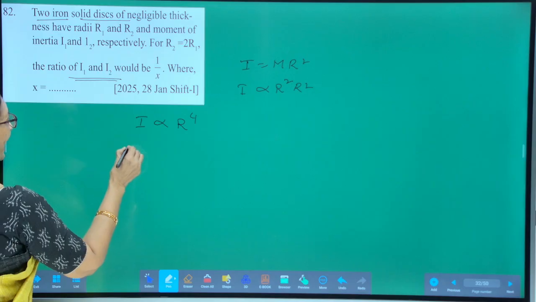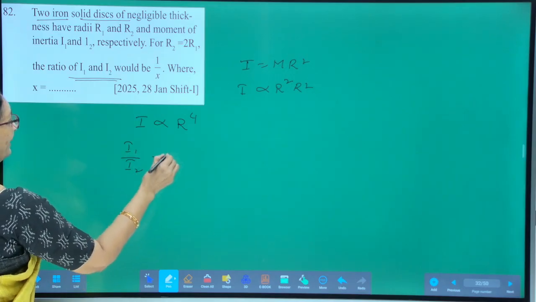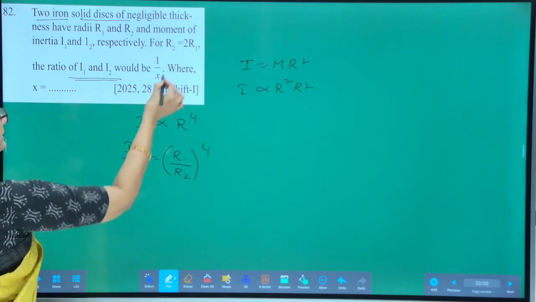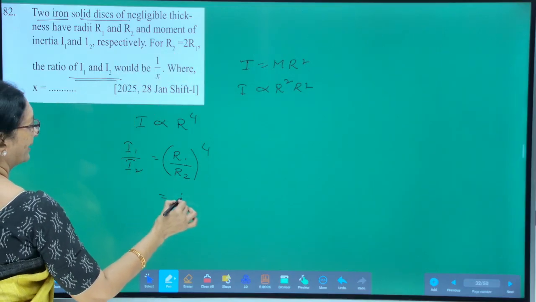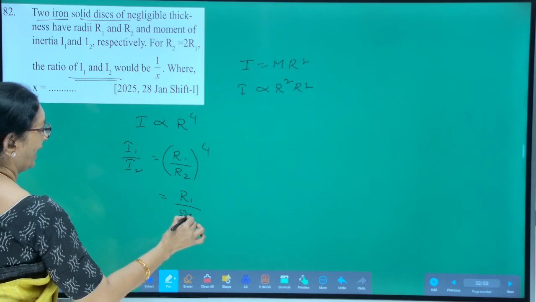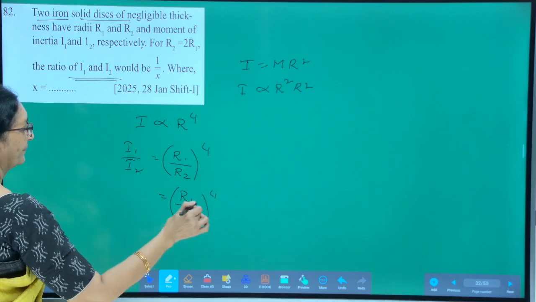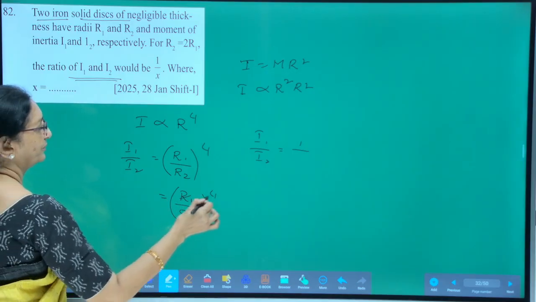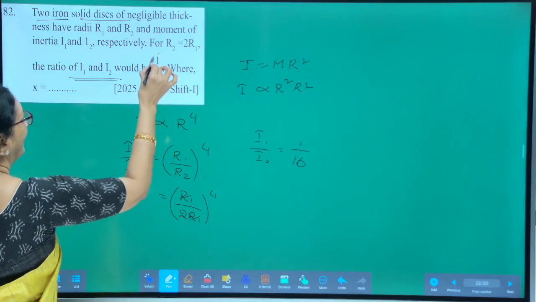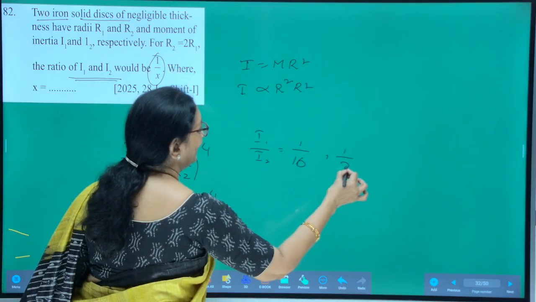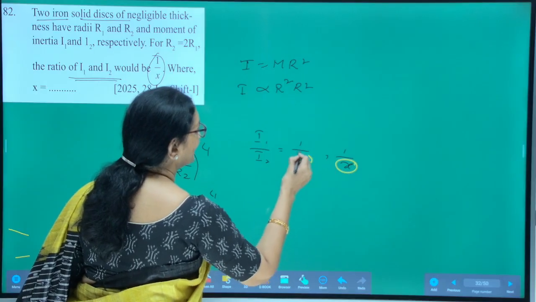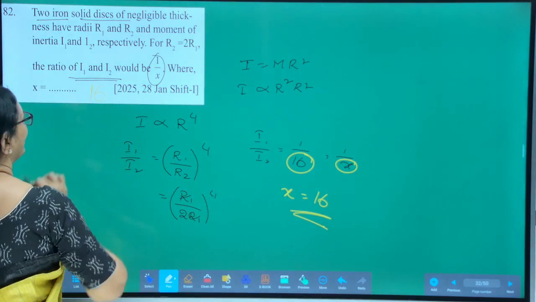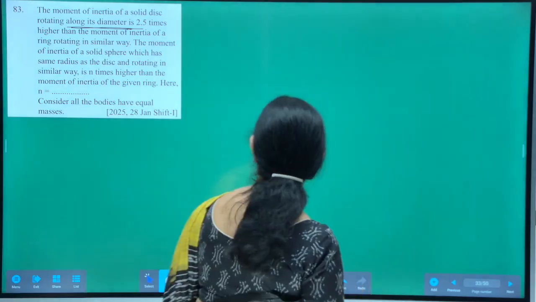So, the ratio I1 by I2 will be equal to r1 by r2 to the power of 4. So, from this expression, with r2 equal to 2 r1, I1 by I2 is equal to 1 by 2 to the power of 4, that is 1 by 16. But they gave it as 1 by x. So, in place of x, we have 16. So, x is equal to 16. That is the right choice there. Okay, move on to the next problem.